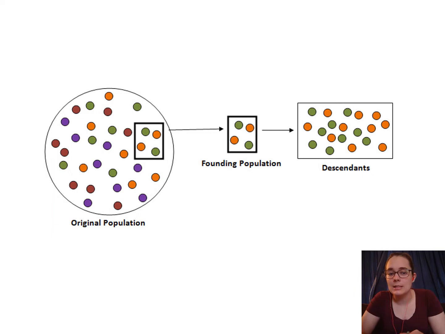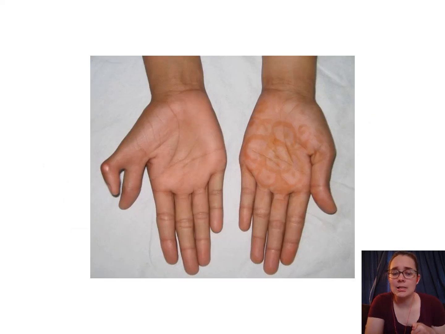So if we look at this example here, we're talking about a small group. In this case, it's green and orange, making a founding population in a different area. What that means is this founding population is missing a large section of the genetic information that the other group had. They didn't have any red, they didn't have any purple, and they've separated out, so their genes are being passed on more heavily.